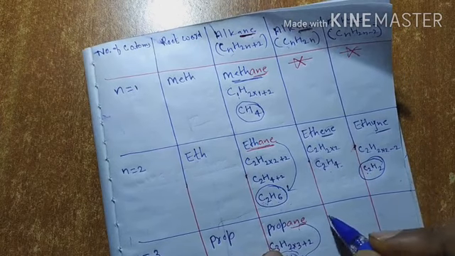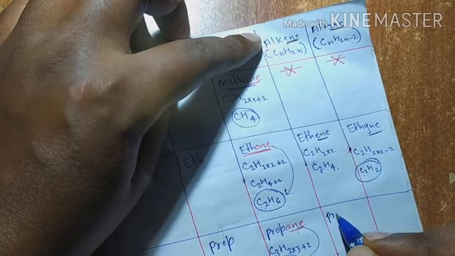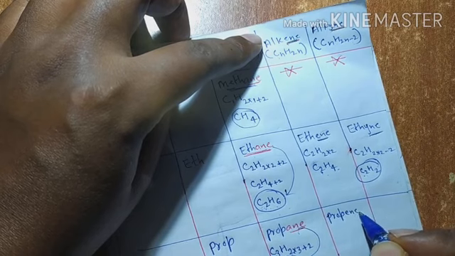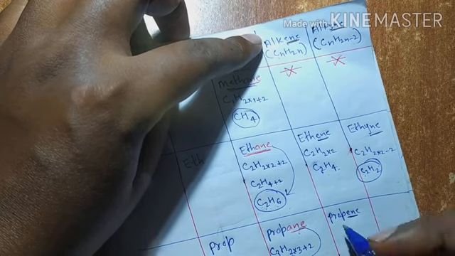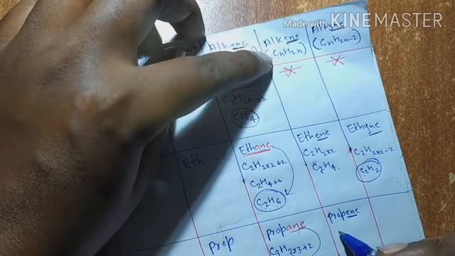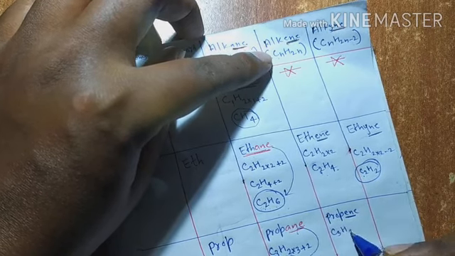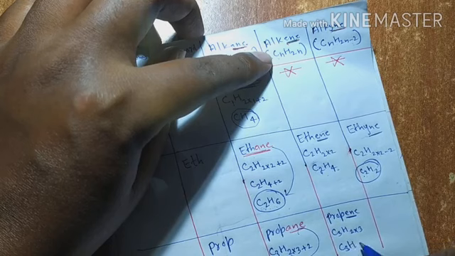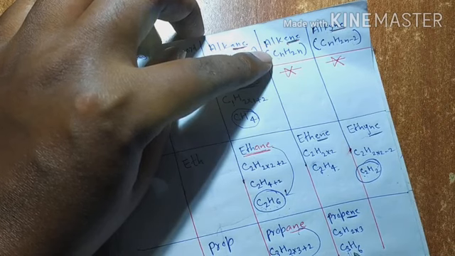Similarly, in case of alkene, the root word is prop, and the suffix you have to add is ene, so propene. The molecular formula will again be C3H2 into 3, that is C3H2 times 3, 6, just double. This is the molecular formula of propene.